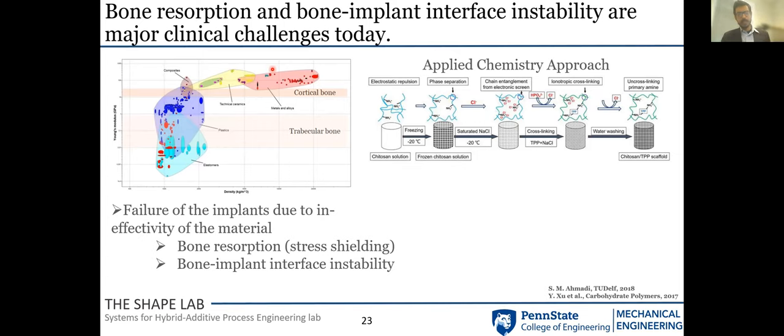So most of the approaches that have currently been taken are more on the chemistry side. But again, all of you would have seen this modulus density Ashby plot, and look at where cortical bone is, look at where trabecular bone is.